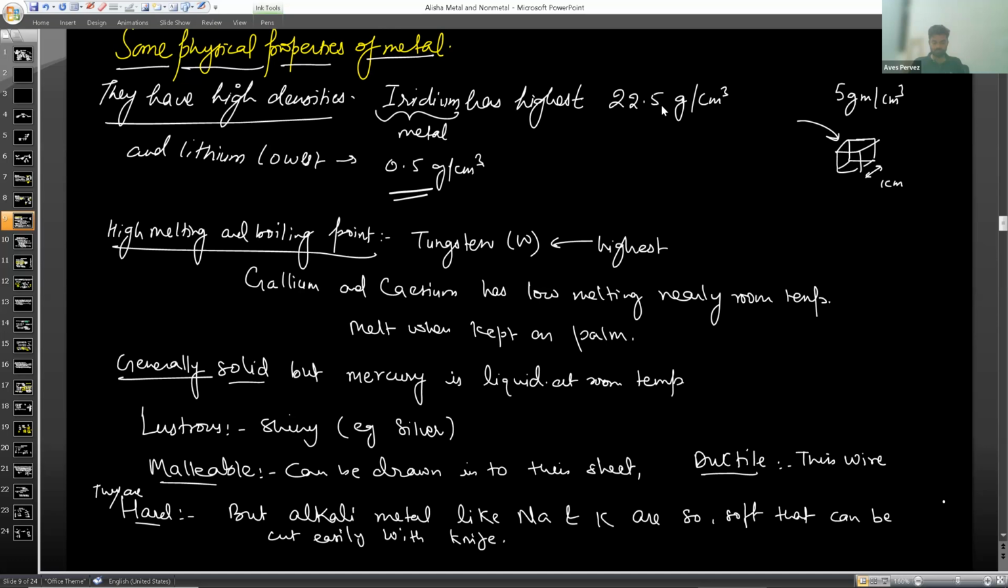Sir, gallium and which metal has a low melting point? Gallium and cesium are the two metals that are so soft that they can even melt when you keep them on the palm.